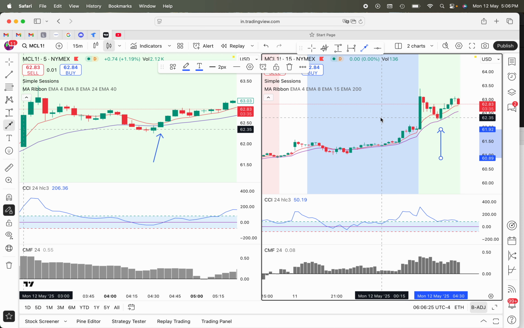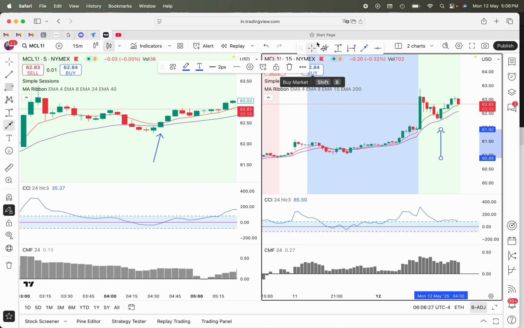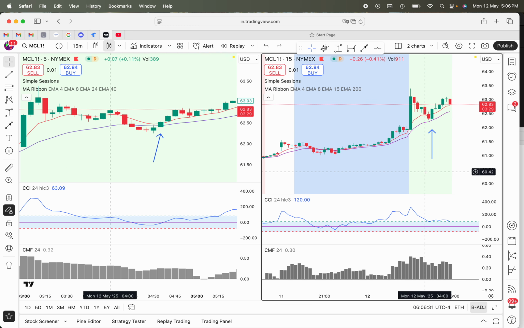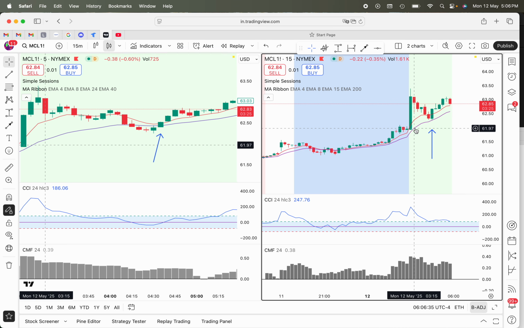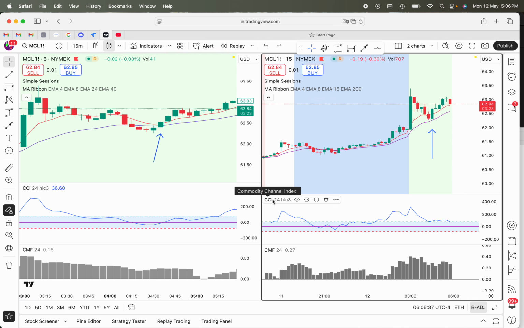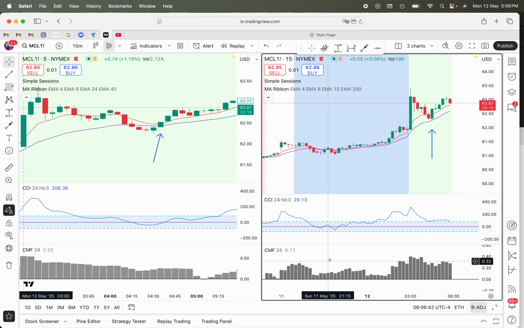Let's look at a way that we can incorporate a 5-minute chart alongside the 15. On all charts, all the indicators are the same. We have an 8 and a 24 EMA. We have the CCI commodity channel, which is a 24, and we also have the CMF, which is a 24.